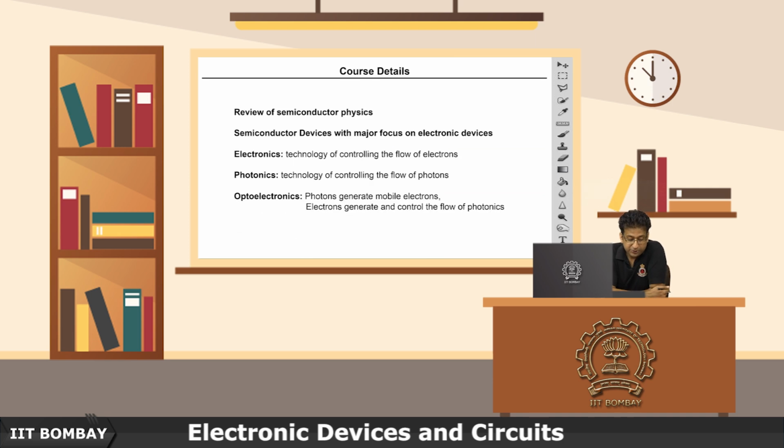If I talk about the course details, this course will first review semiconductor physics, then it will focus on electronic devices like PN junction diodes, transistors, PNP, NPN, BJT transistors, and then it will move to JFETs and MOSFETs. So broadly we'll cover a large number of electronic devices, and then we will move to optoelectronic devices.